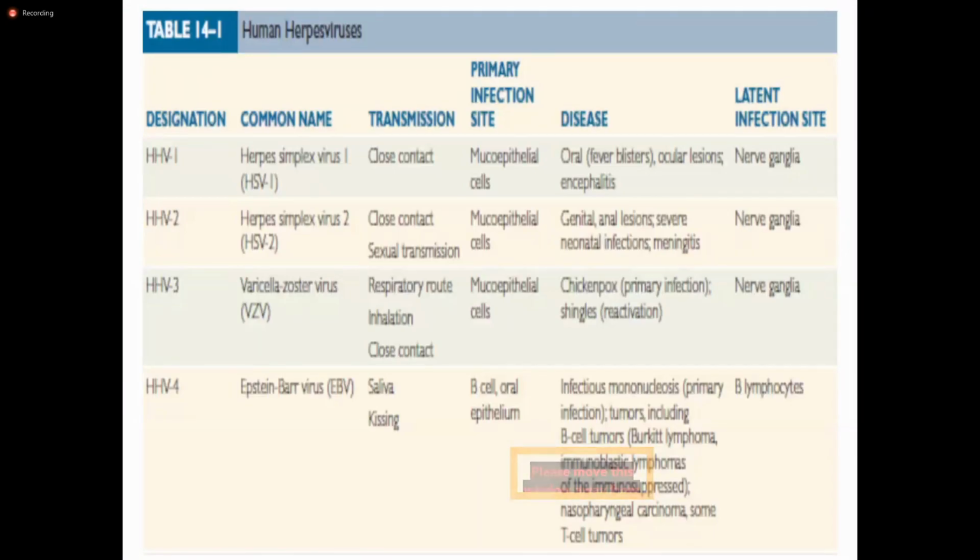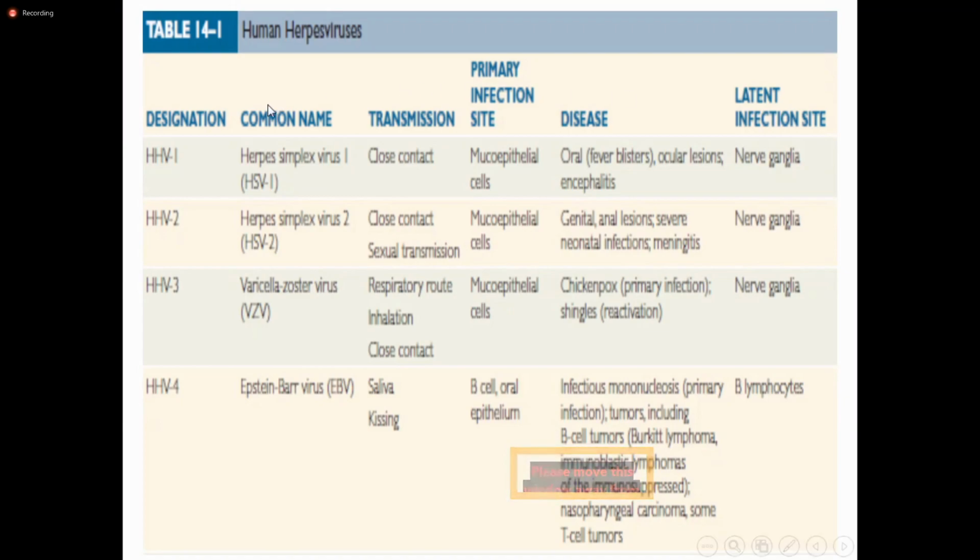This table is very important, of 2 pages, human herpes viruses. We are going to talk about the designation, and then the common name, the route of transmission, the primary infection, the disease they cause, and the latent infection, the latency, where they are going to stay.